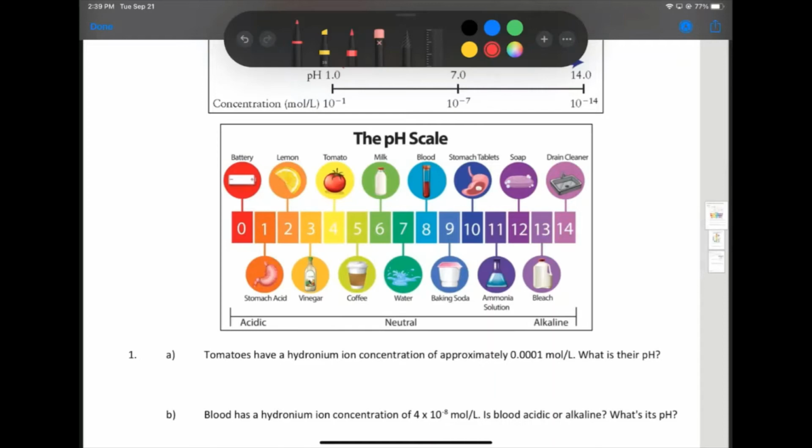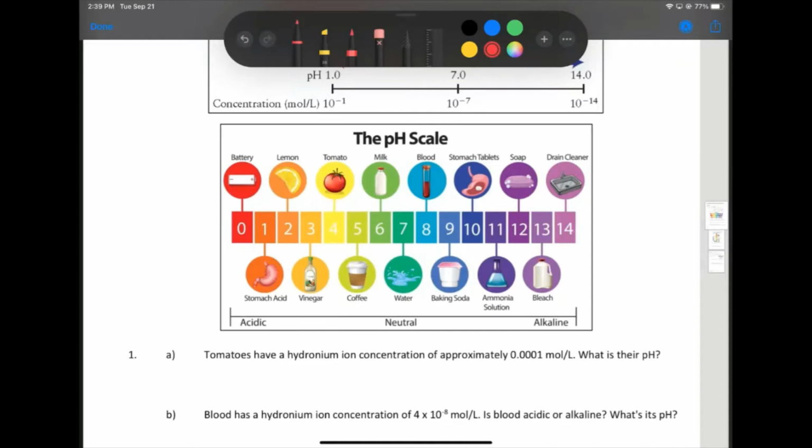Now you'll notice that on the top there we do have stomach tablets, which are the things that neutralize stomach acid. So it makes sense. Stomach acid is neutralized by a base. And then we get stuff right up to like drain cleaner and bleach, which are pretty nasty bases or pretty nasty alkali materials.